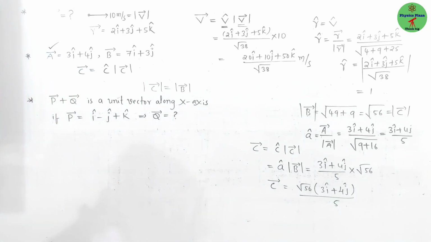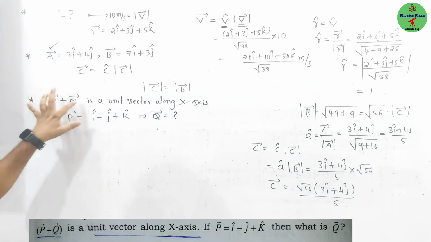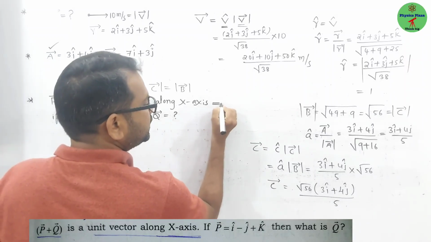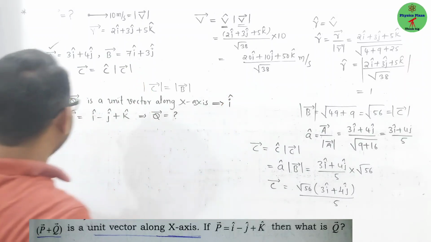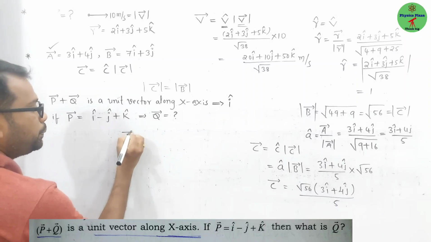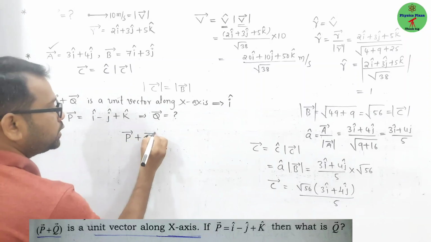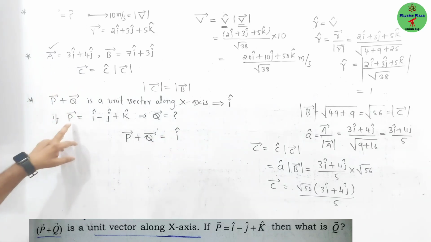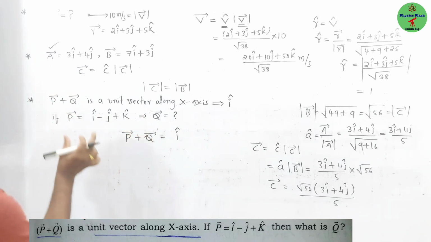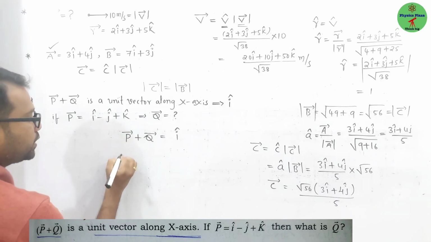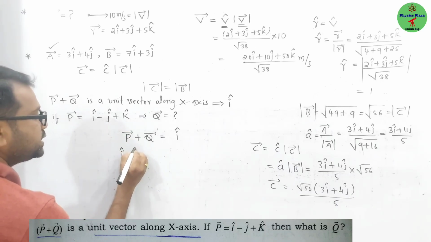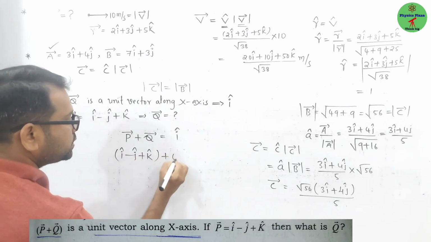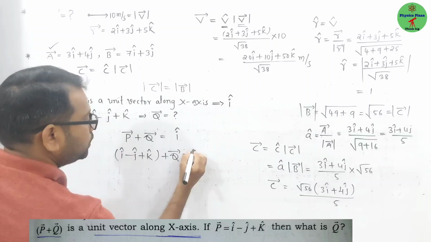Clear? Fine. Now children, as per this question, if P plus Q is a unit vector along the x-axis, what is the unit vector along the x-axis? Yes, it is i cap. So indirectly it is given that P vector plus Q vector is equal to i cap. Here P is given, and they are asking us to calculate the Q value. Very simple. Substitute P here: i cap minus j cap plus k cap plus Q vector is equal to i cap.